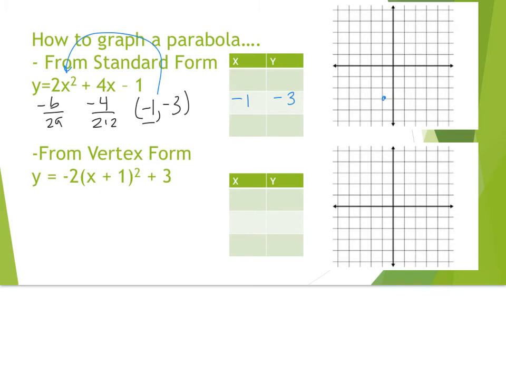Now I can put in two other points on the left and right hand side of my point (-1, -3). So I would do (0, -2). A faster way that I like to graph a parabola in standard form is to look at the y-intercept and understand that the vertical line that goes through the vertex of the parabola is the axis of symmetry. This is a line of symmetry.